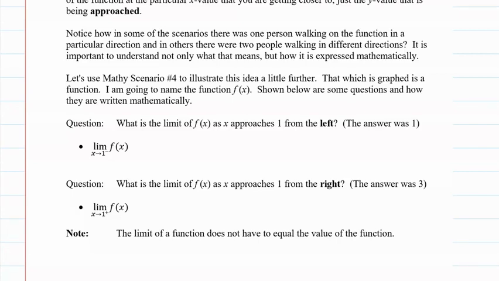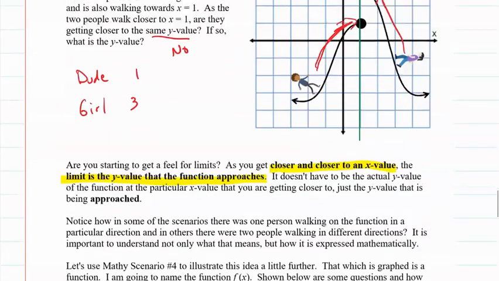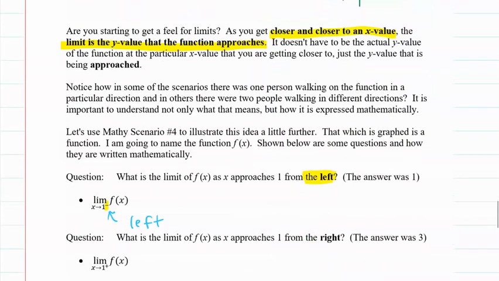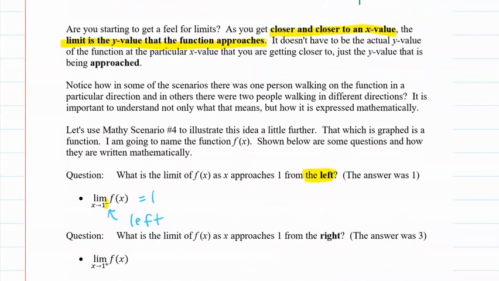So approaching from the left. And so when we're approaching from the left, that little negative sign, that means we are approaching from the left. So if we see a negative sign on the right side of the number, that means we're approaching from the left. And as we approach from the left, we are getting closer and closer to a value of 1. So the limit as x approaches 1 from the left side of the function would be 1.